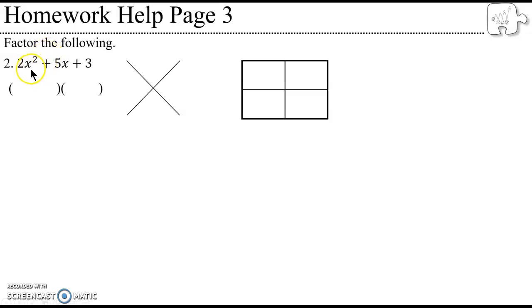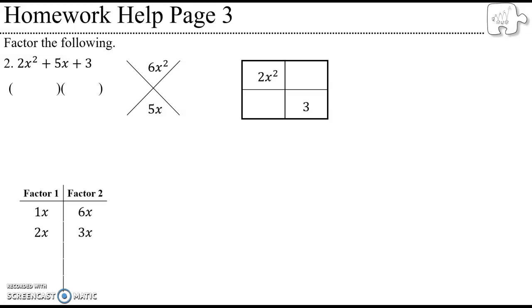So anyways, to do this problem, we multiply 2x squared times 3. We get 6x squared. We put the middle term on the bottom. First and the last we put in the corners. So now we got to think about all the numbers that multiply to 6x squared. It's actually the same as before, and add to 5x. Same as before. So 1x and 6x makes 7x. 2x and 3x makes 5x, so that works.